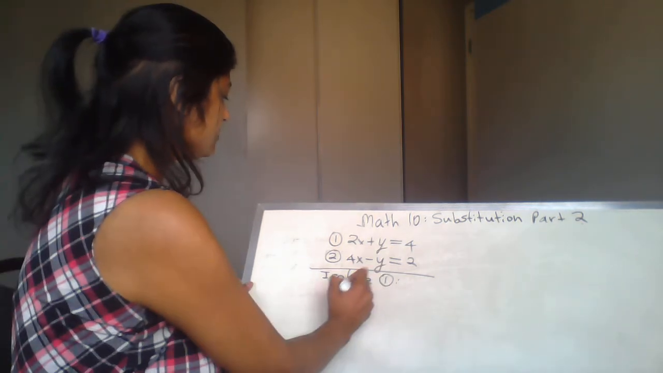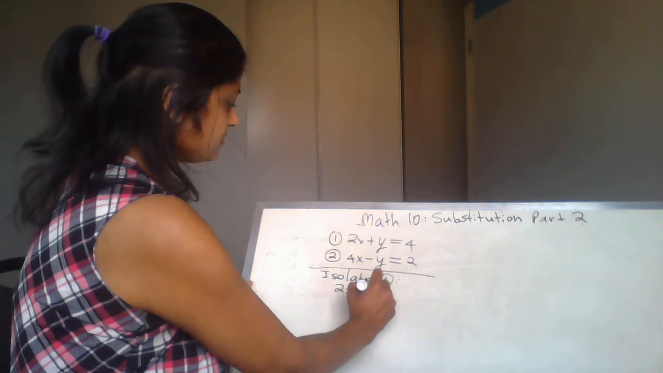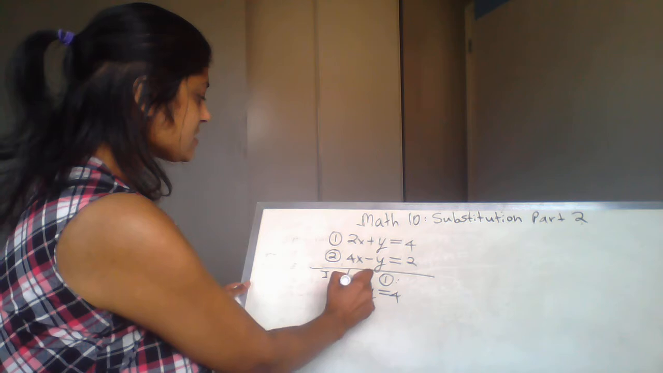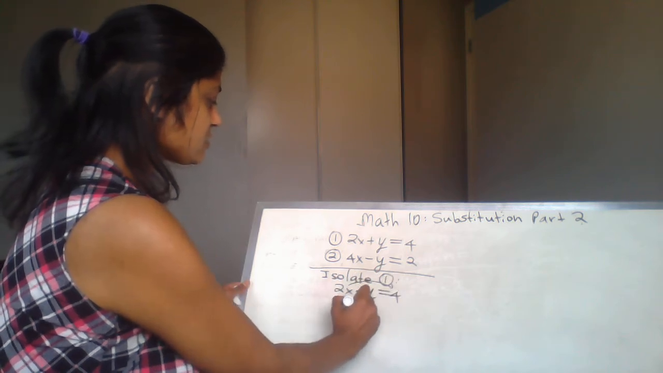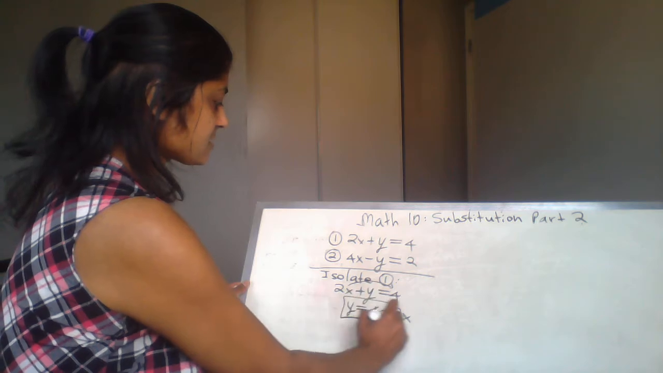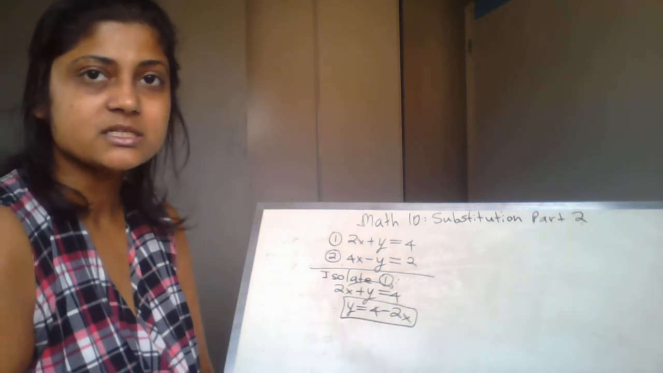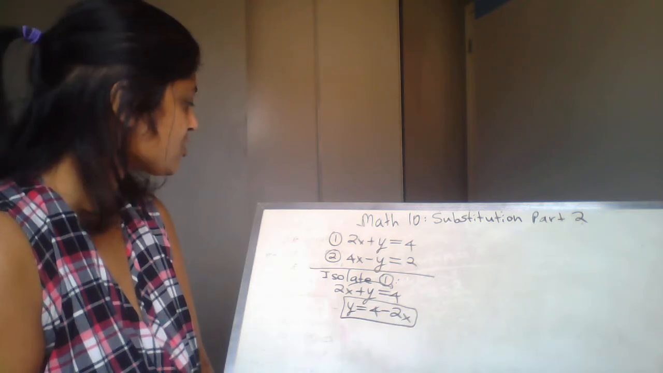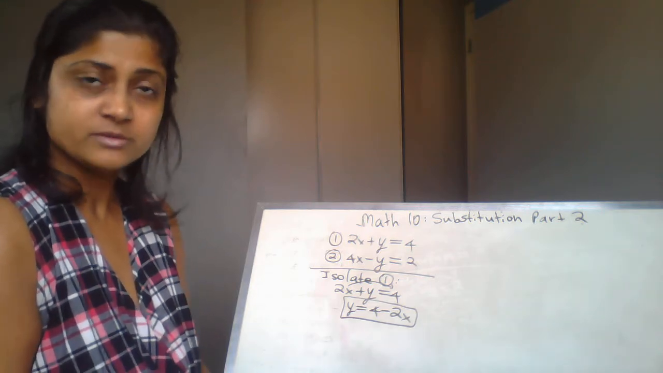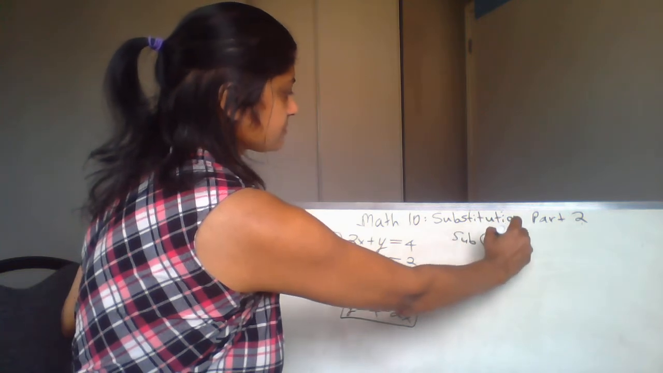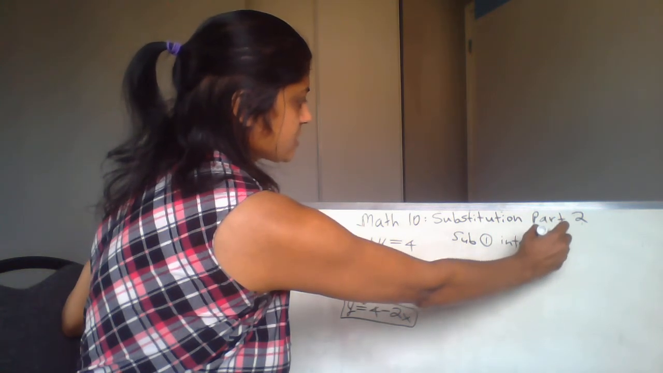So we're going to rewrite this equation here. This is equation 1. I'm going to isolate for y. So you're going to take the 2x over, and it's going to be 4 minus 2x. Make sure you're changing the sign every time you go across the equal sign. So you can see I've isolated equation 1.